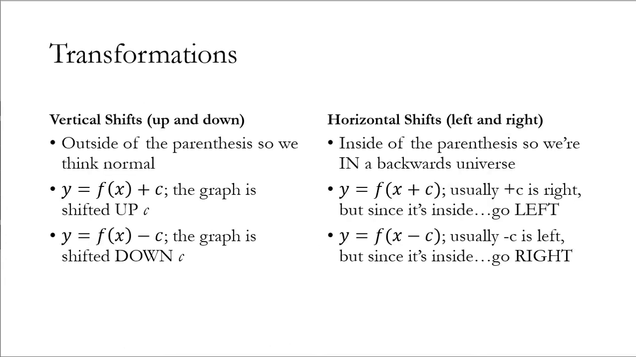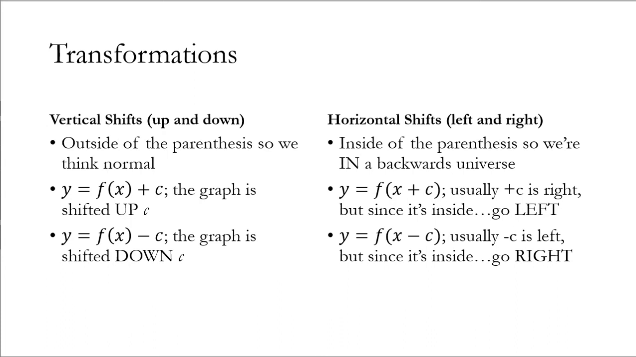Next thing, transformations. Okay, the first ones are just adding and subtracting things. Now, wherever the number is in terms of the parentheses with the function, that determines what happens. So first, up and down is a vertical shift, and that's if you're adding or subtracting something outside of the parentheses. So plus C, the graph is just going to be shifted up. Minus C, the graph is going to be shifted down.